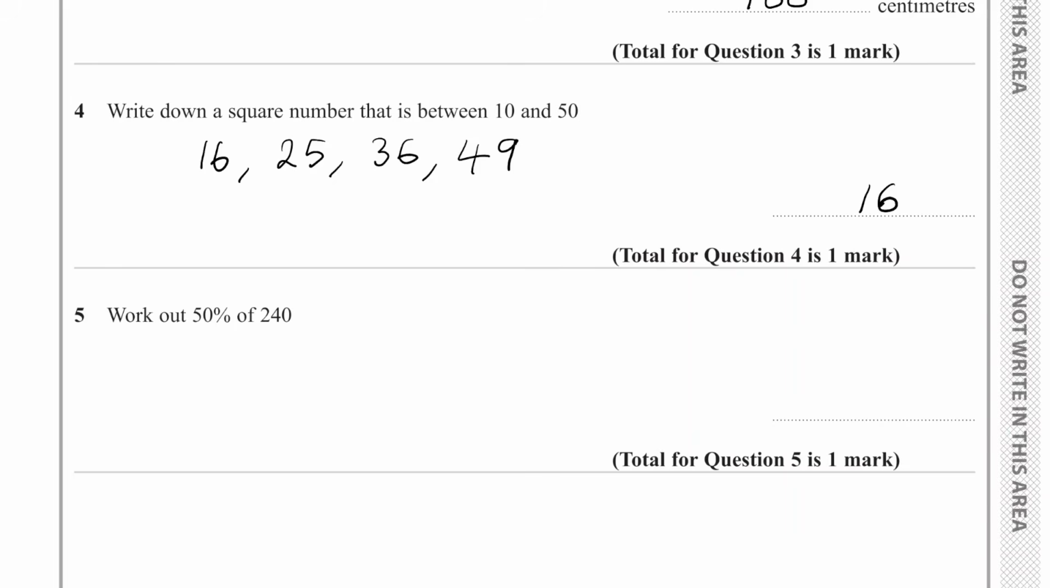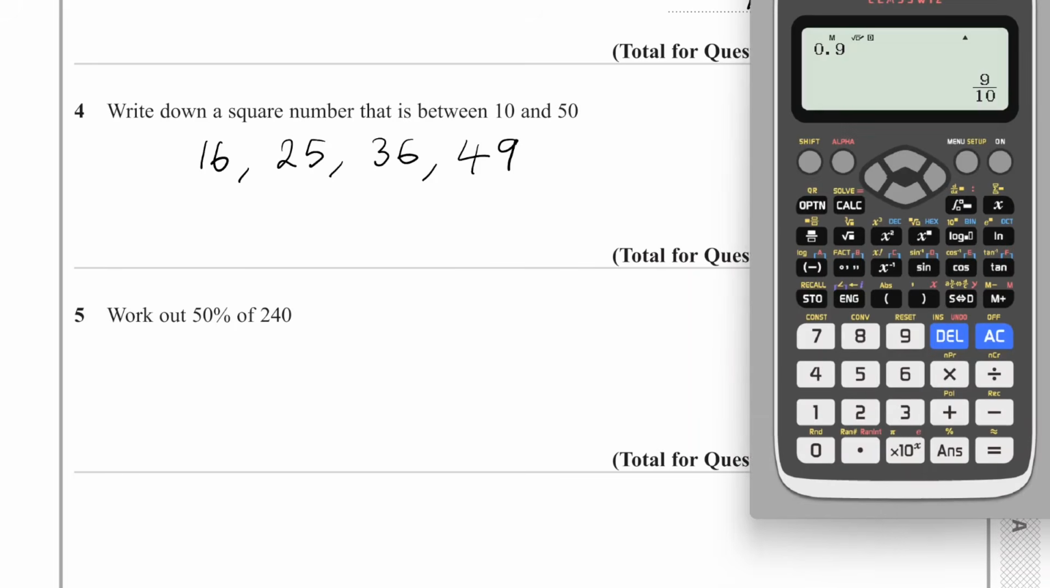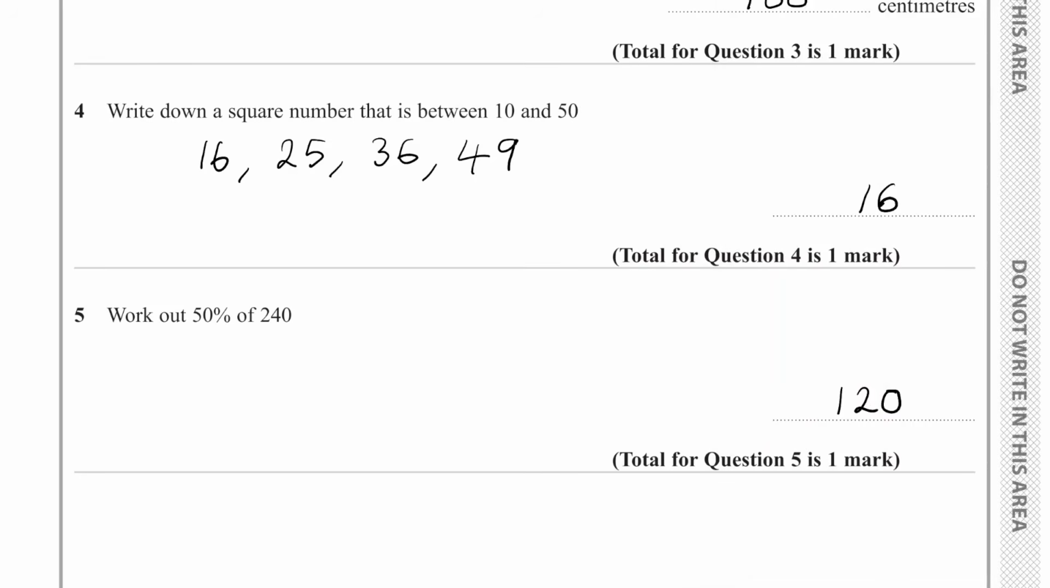Question 5, work out 50% of 240. 50% is half, so half of 240 is 120. We can also use the calculator. If we do 50% times 240, 50% times 240 is 120.